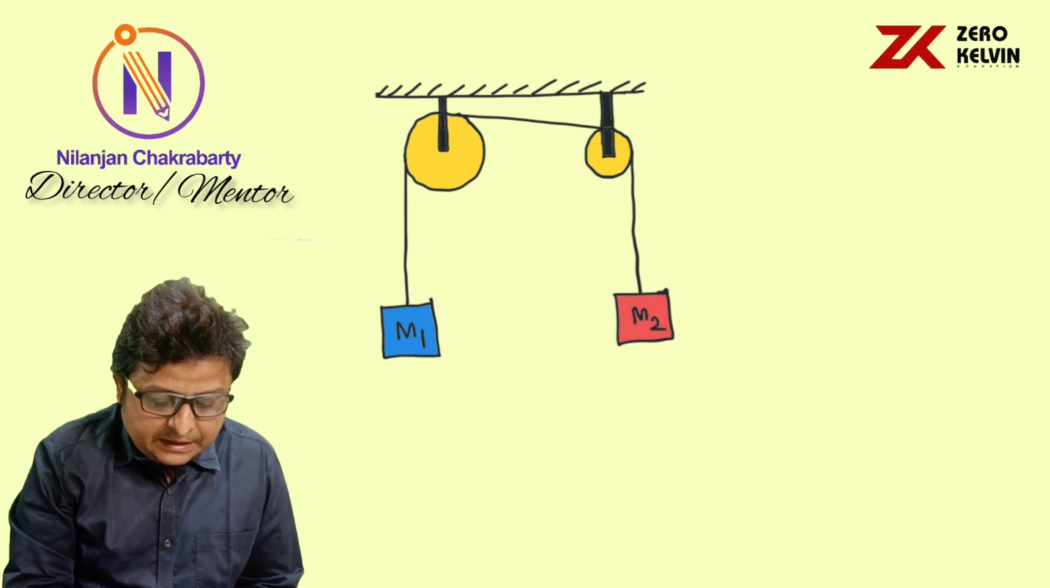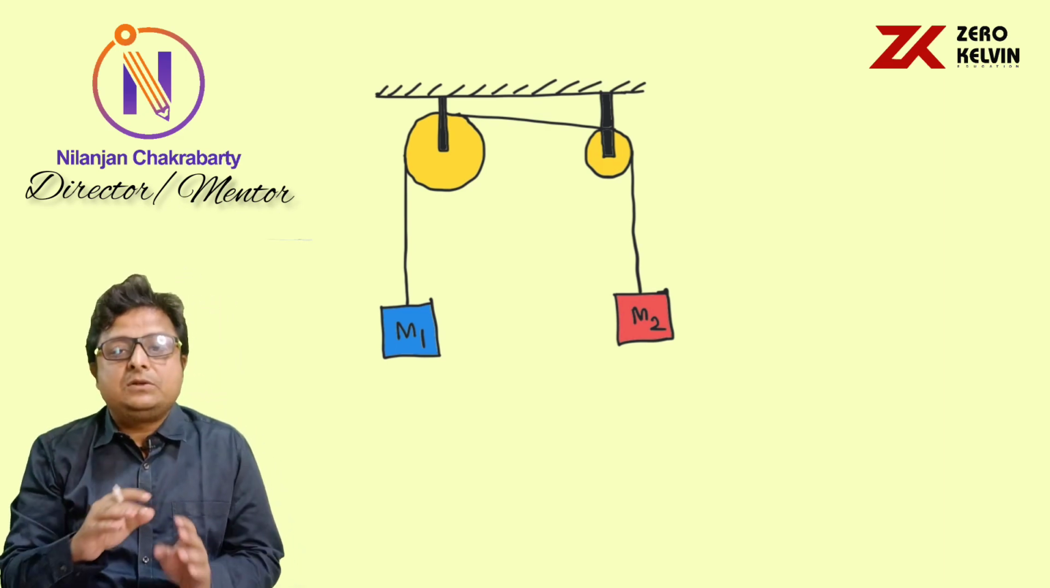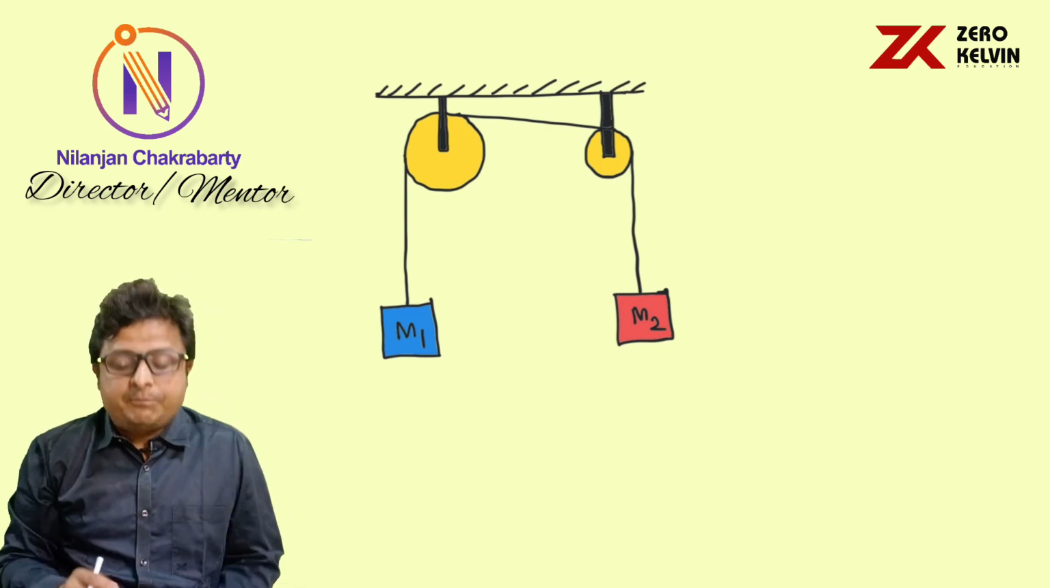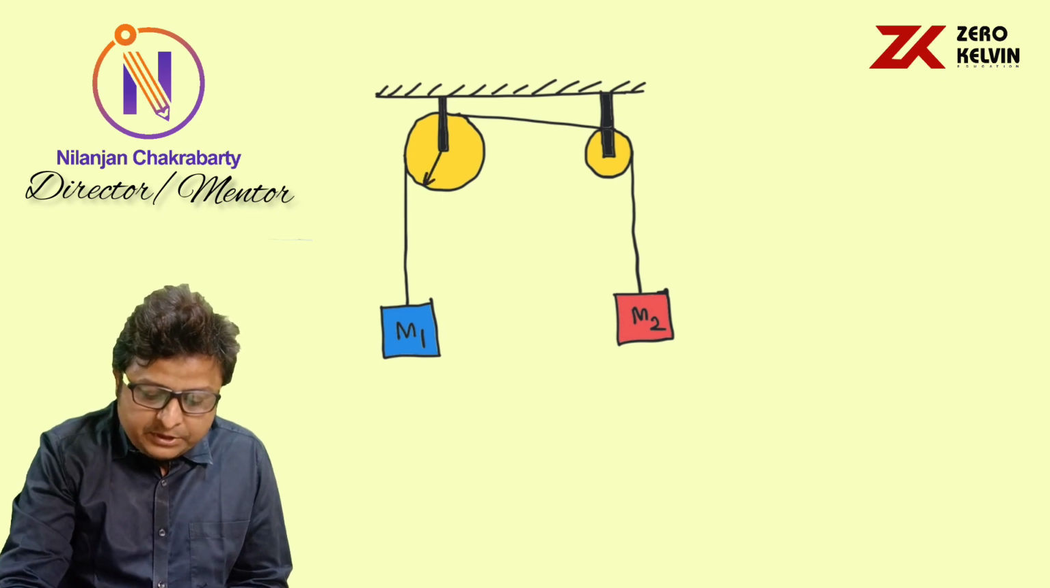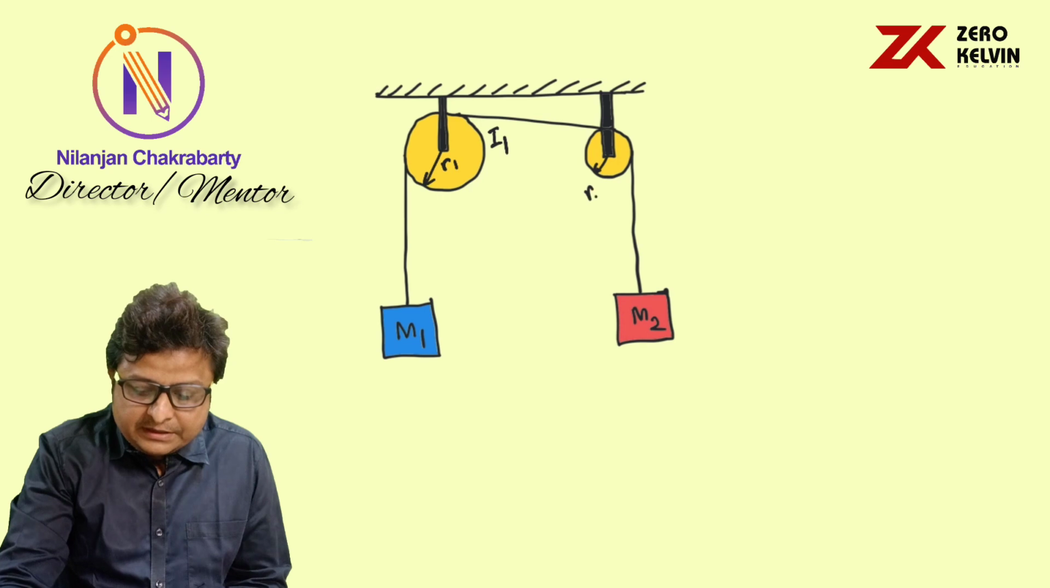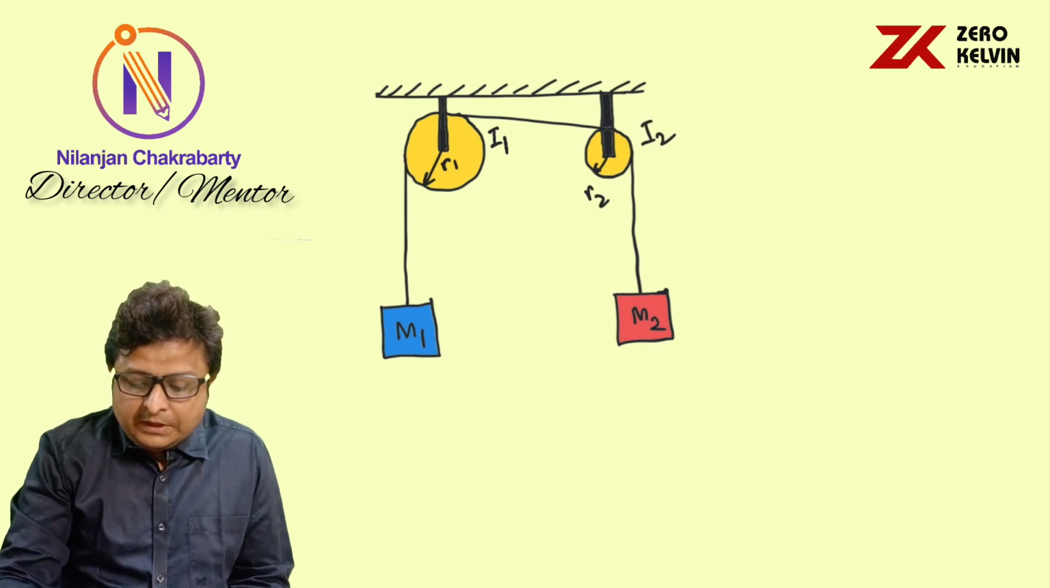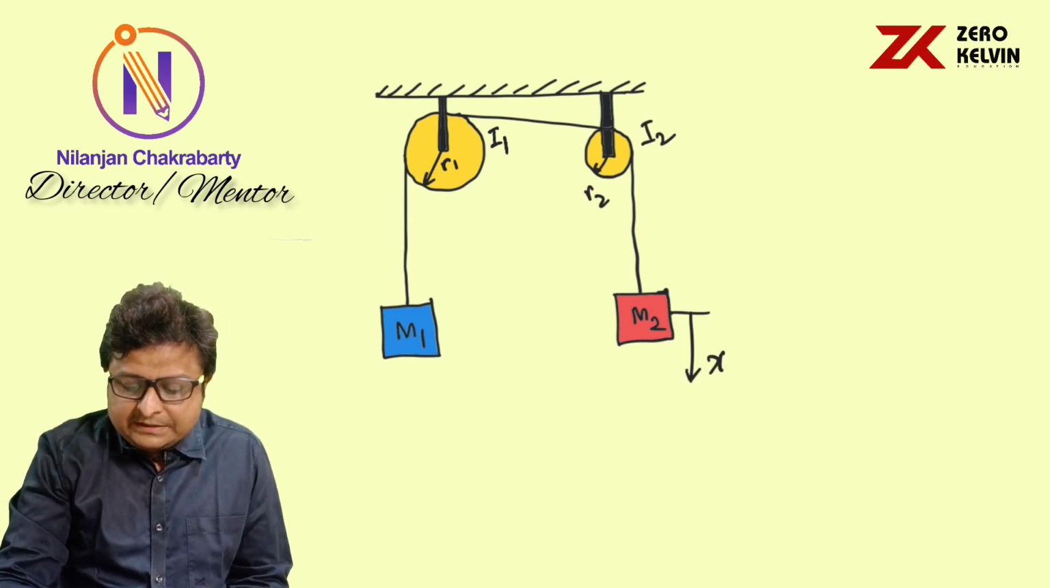Here it is. Here also is the same case, that is, there is no slipping between the pulley and the string, and this pulley has radius r1, moment of inertia I1, and this pulley has radius r2, moment of inertia I2. Then you can solve it by the same method.